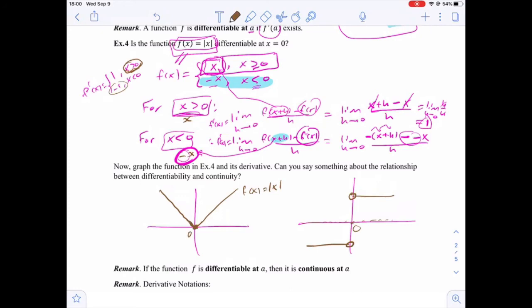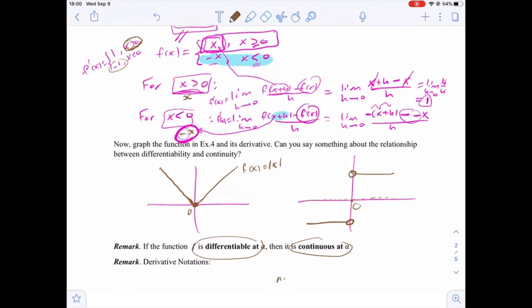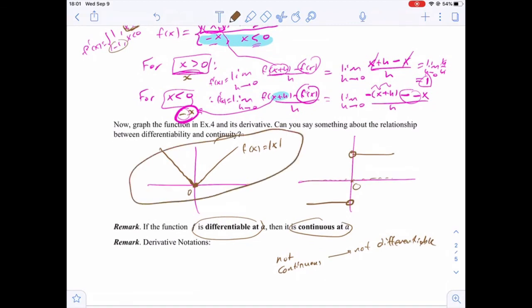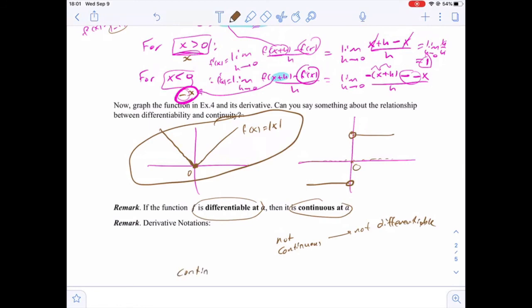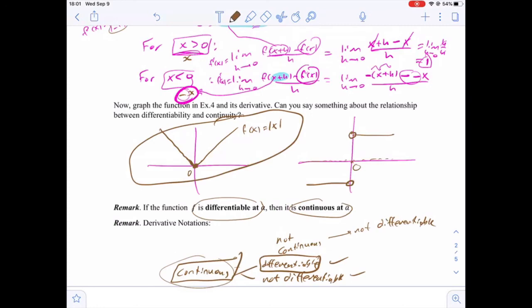So it's not differentiable. What is the relationship between differentiability and continuity? If a function is differentiable at some point, then it's continuous. Otherwise, if it's not continuous, then it's not differentiable. But if it's continuous, as we had here, f of x equals absolute value of x, then it might be differentiable or not differentiable. This is the relationship between differentiability and continuity. If the function is continuous, then it can be differentiable or not differentiable. If it's differentiable, then it has to be continuous. That's the relationship between them.